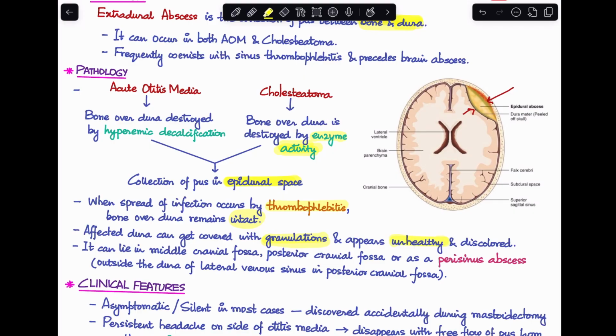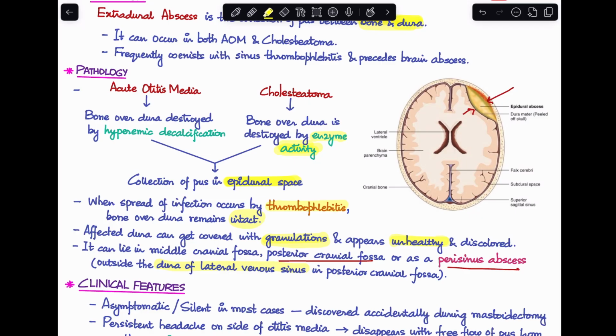So, our epidural abscess or extradural abscess can form in different regions, like the middle cranial fossa or the posterior cranial fossa, or it can even form as a perisinus abscess. What is a perisinus abscess? This is an abscess which develops outside the dura of the lateral venous sinus in the posterior cranial fossa. So, this is the pathology of extradural abscess.